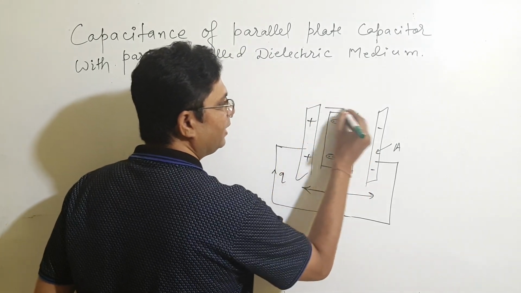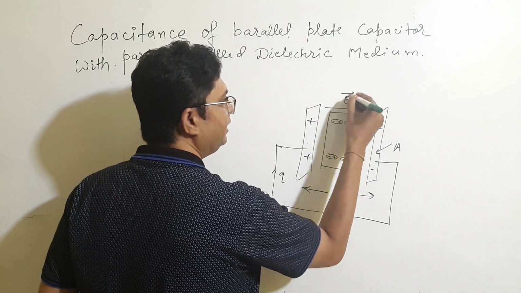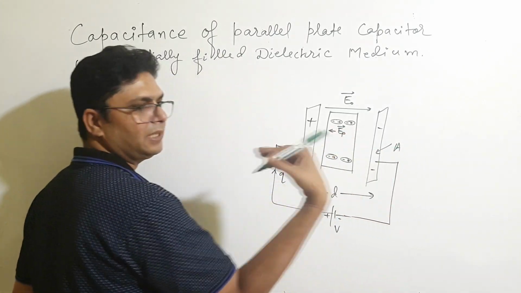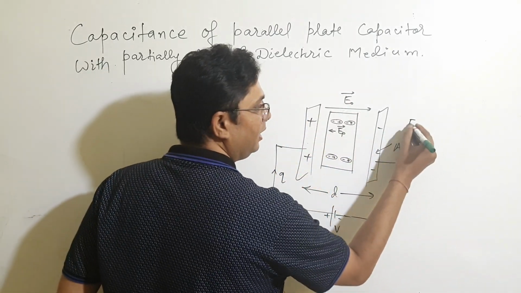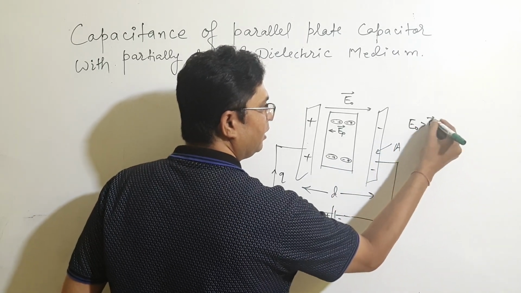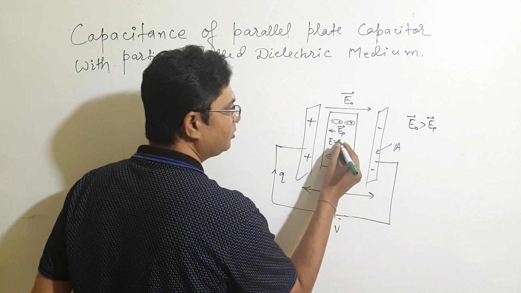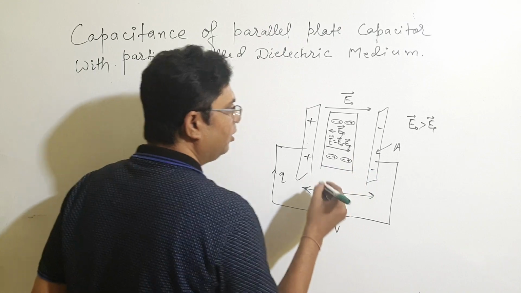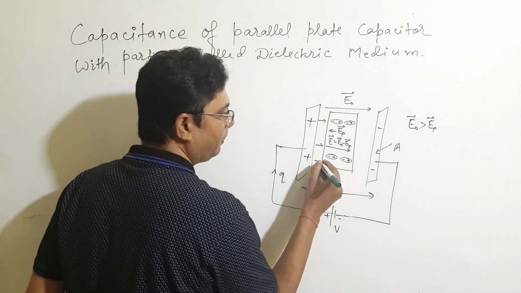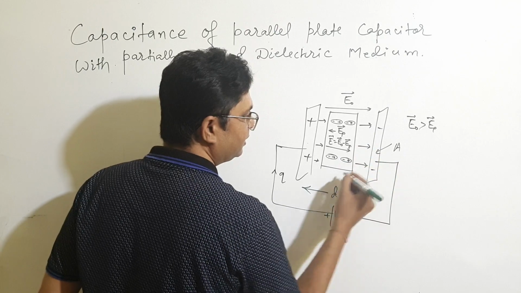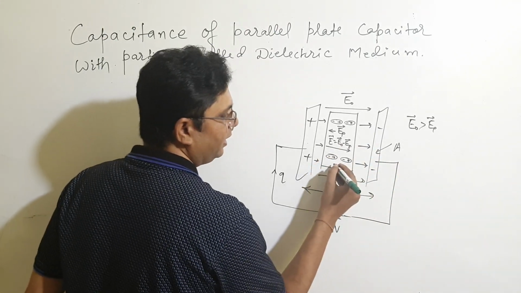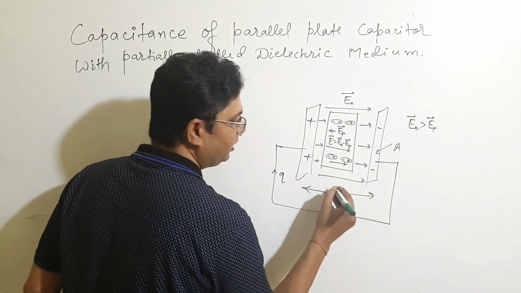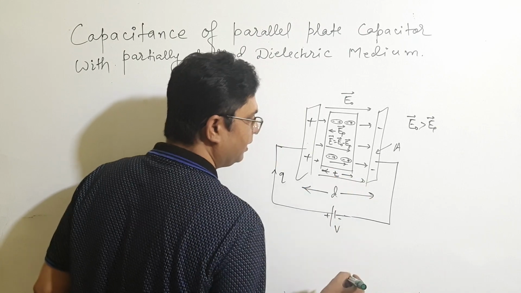The electric field from plus to minus outside is E naught. Inside we have E_P, the polarization field, in this direction. E_P is this side and E naught is this side. E naught is greater than E_P. So we have E equals E naught minus E_P, directed this side. So here is the electric field, here also the electric field, and inside here we have electric field E. Let the thickness of the slab be T.